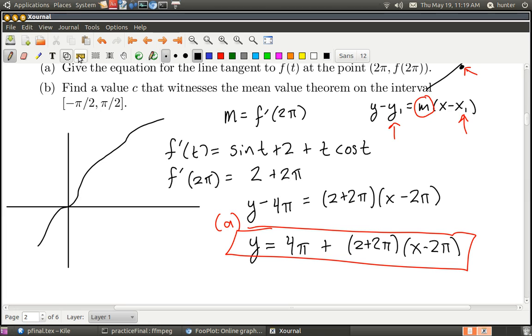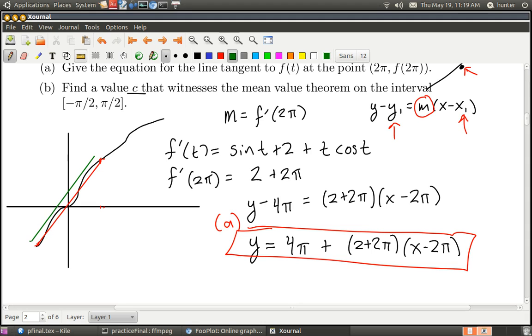And what we're going to do is look on this interval from minus pi over 2 to pi over 2. So let's say right here is going to be my negative pi over 2, and over here is going to be my pi over 2. And we're going to have some line that connects these two points, and then what we're going to be hunting for is at least one value c, so that the tangent line at c is parallel to the red thing, right?